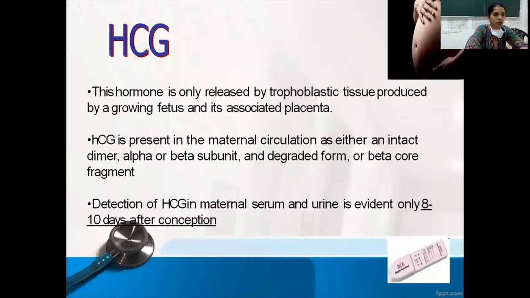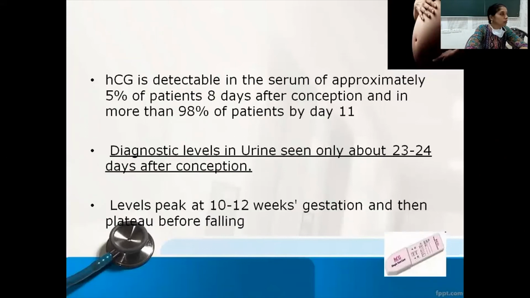HCG is a hormone released only by trophoblastic tissue, produced by a growing fetus and its associated placenta. HCG is present in the maternal circulation as either an intact dimer, alpha or beta subunit, or a degraded form, the beta core fragment. Detection of HCG in the maternal serum and urine is evident only 8 to 10 days after conception.